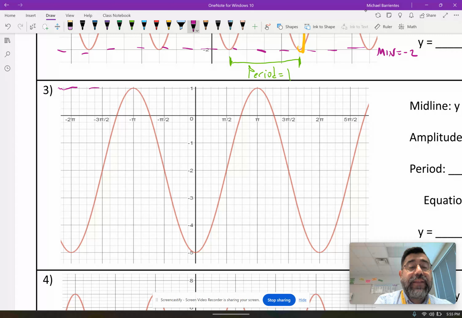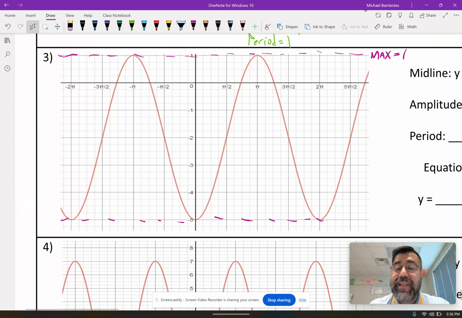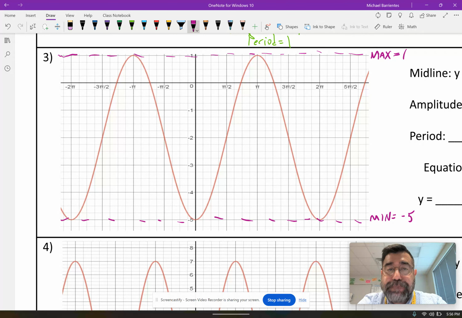We can identify the max. The maximum value is 1. I can identify the minimum value. The minimum value is -5. Now, can you find the midline? By the way, if you haven't noticed, all of these graphs, they top out, they maximum at a whole number, and they minimum at a whole number.